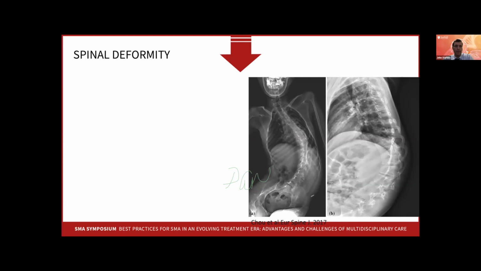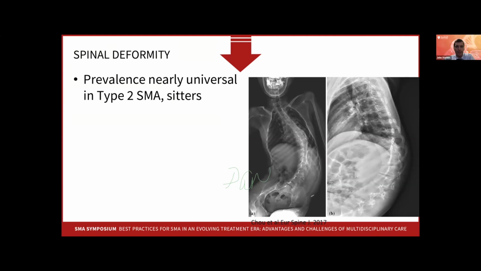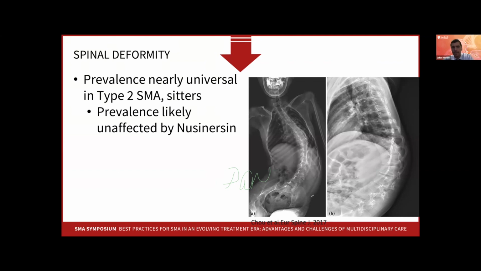Now I'm going to move on to talking a little bit about spinal deformity. We heard a bit about this in the last session as well. Scoliosis is really common in SMA. It's almost universal to some degree in traditionally classified type 2 patients or sitters. We have some early data out of Boston Children's Hospital and CHOP that indicates that the prevalence of scoliosis and likely hip dislocation is probably not affected by treatment with nusinersen. It still is out there.